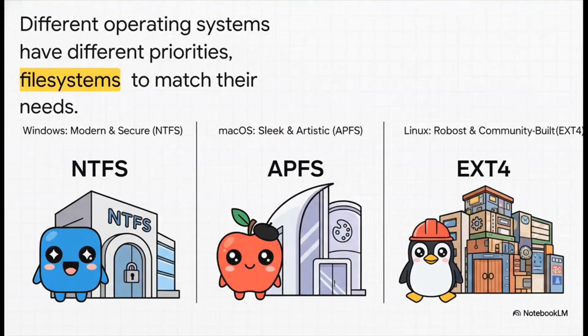Now, not all librarians are the same, are they? A medical library is going to be organized way differently than a public kids library. It's the same deal with operating systems. Windows, macOS, and Linux, they all have their own priorities, so they each use their own specialized file system, their own unique librarian, built just for them.